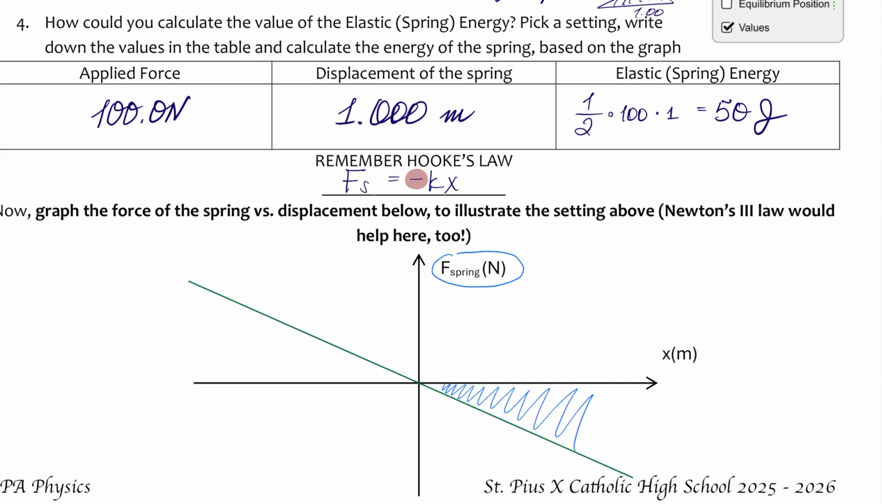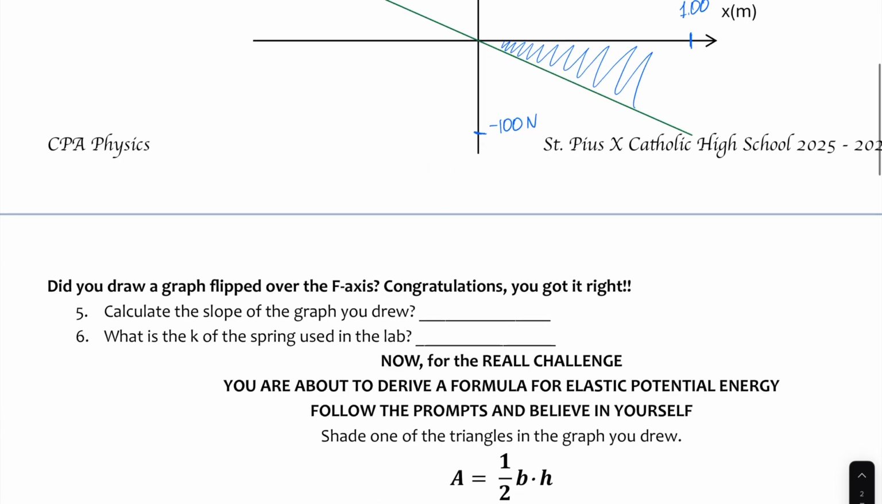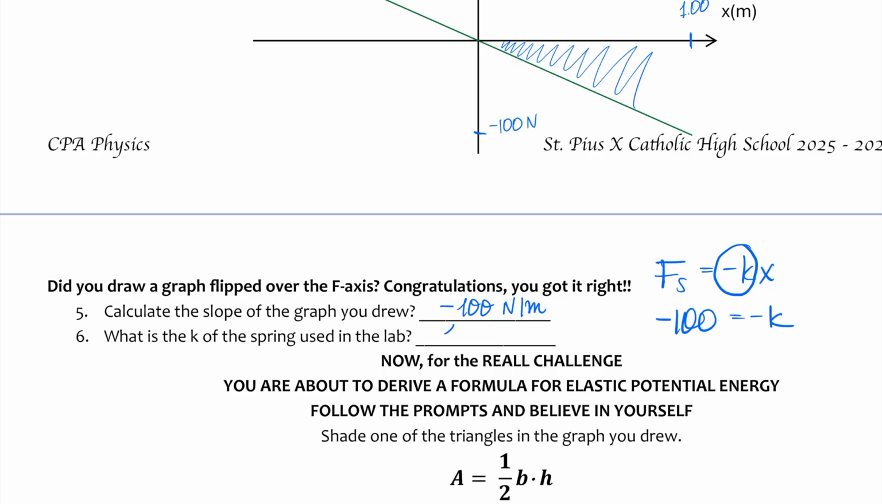So let's say we stopped at 1 meter and our force is negative 100 newtons, then the slope of this graph will be negative 100 divided by 1 meter. It's going to be negative 100 newtons per meter. That is the slope of that line. The force of the spring is negative kx. This is the slope. So if the slope is negative 100 and it equals negative k, then k is 100 newtons per meter.